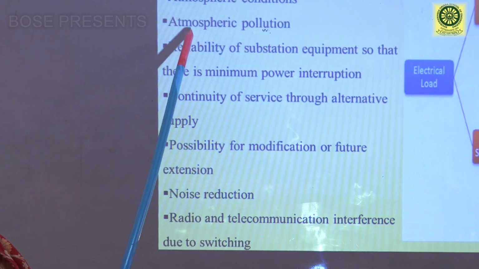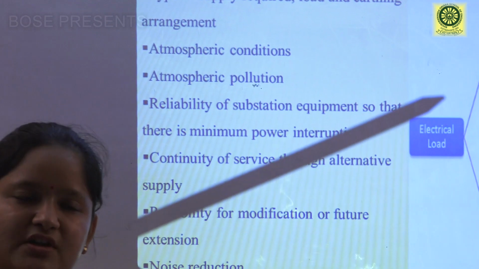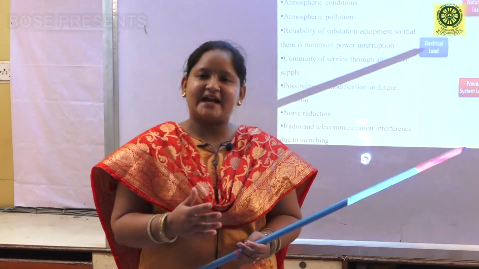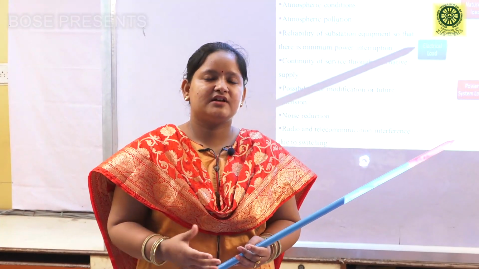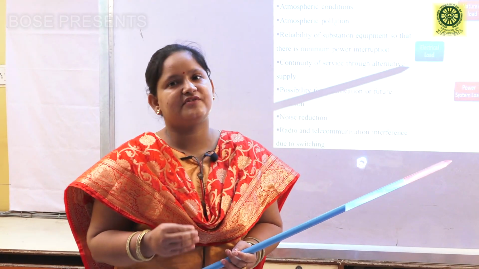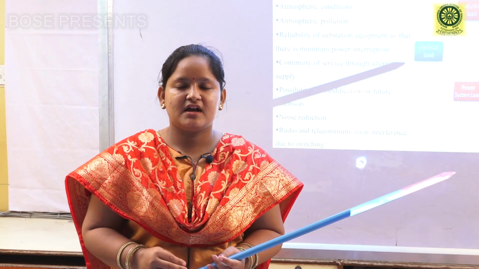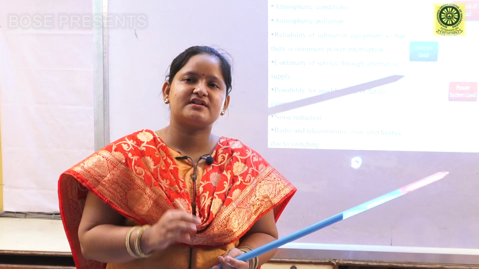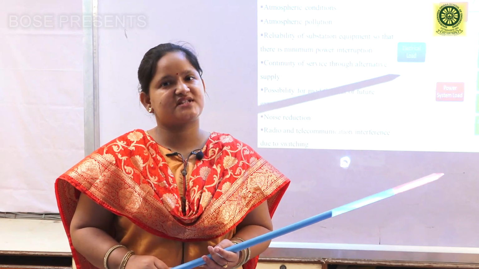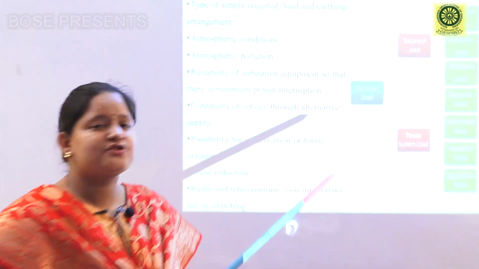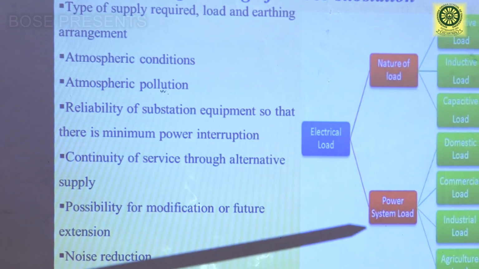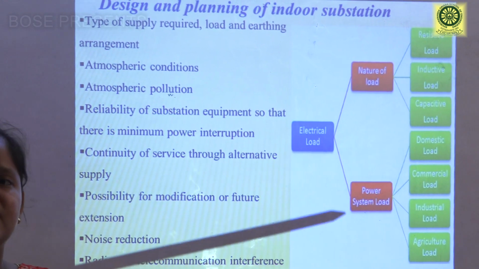Then we come to atmospheric pollution. What is atmospheric pollution? If we construct a substation near a factory, chemical gases may evolve which are dangerous and detrimental to the health of the equipment of a power system, and will harm the equipment. It should also not be located near a sea coast, because at the sea coast moisture and humidity are more, which is also detrimental to the running of the power system.